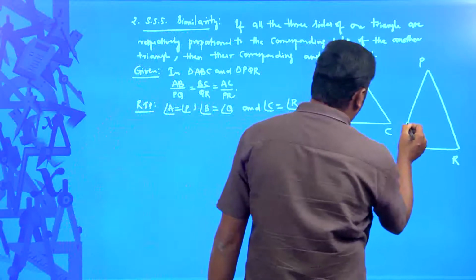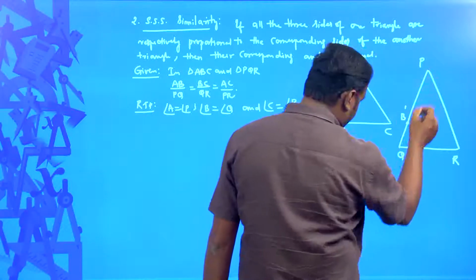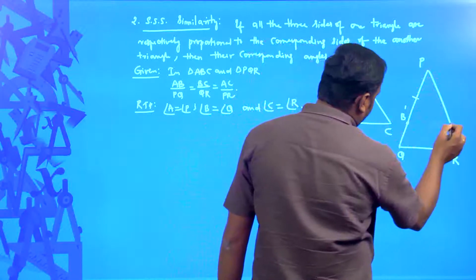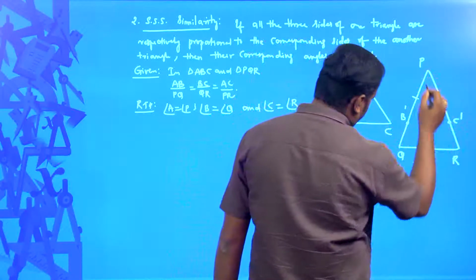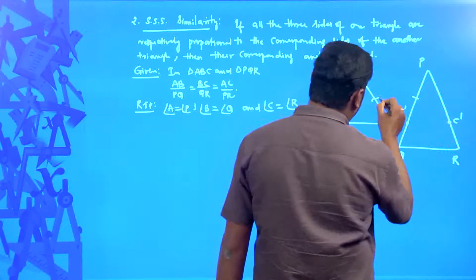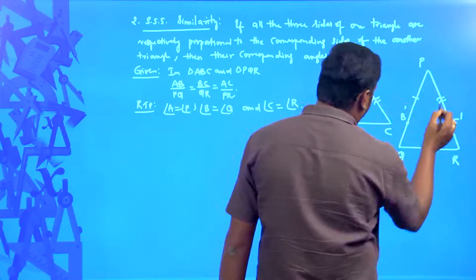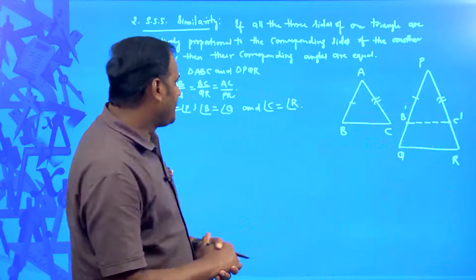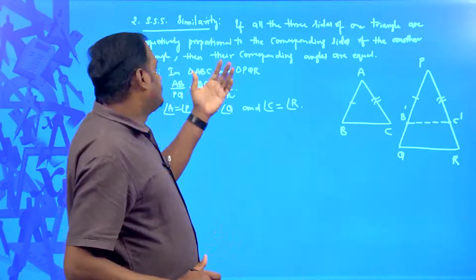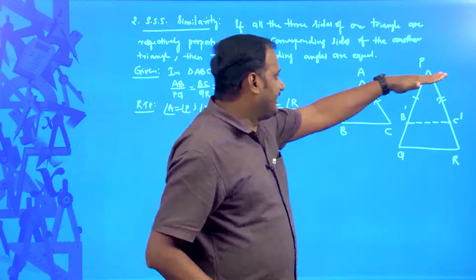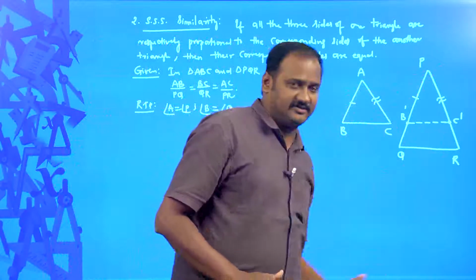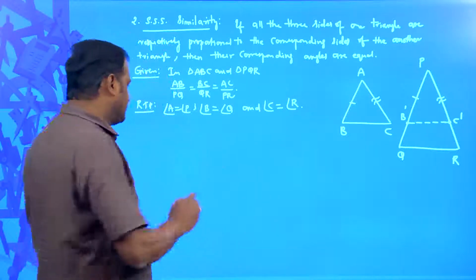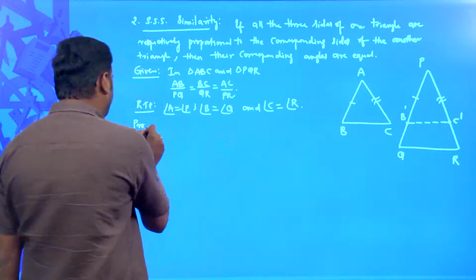Taking a point, for example B dash on PQ such that AB is equal to PB dash, and another point C dash on PR such that AC is equal to PC dash, and then going to join B dash C dash. Correct? Now you see here, you need to prove that corresponding angles are equal. Means angle A equal to angle P, angle B equal to angle Q, angle C is equal to angle R. How is that possible? So here, of course, you will have to write the same construction. After the construction, I am going to prove it.